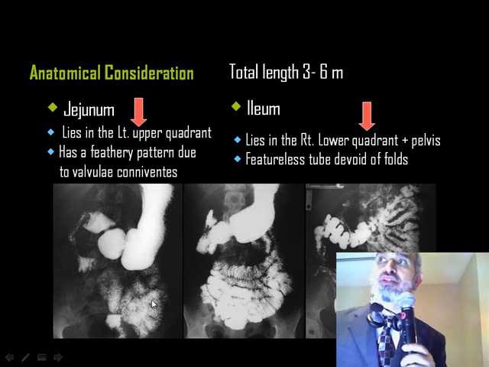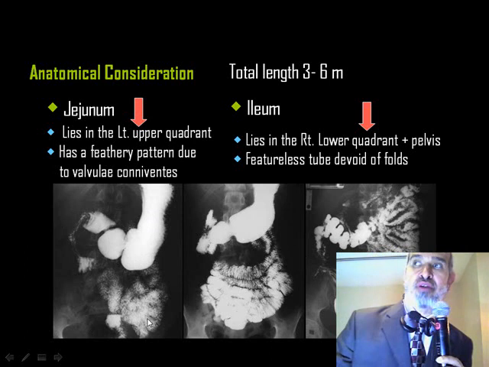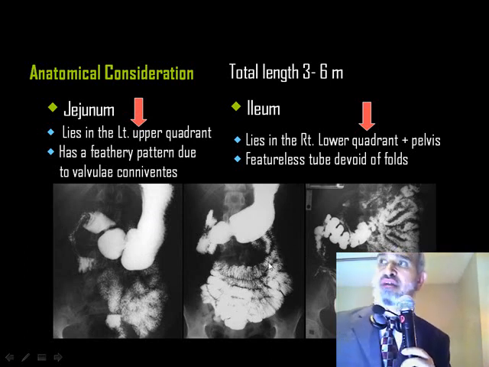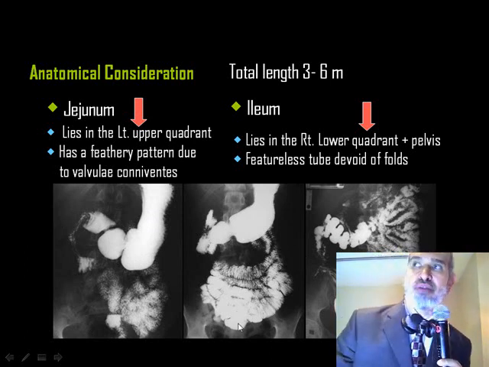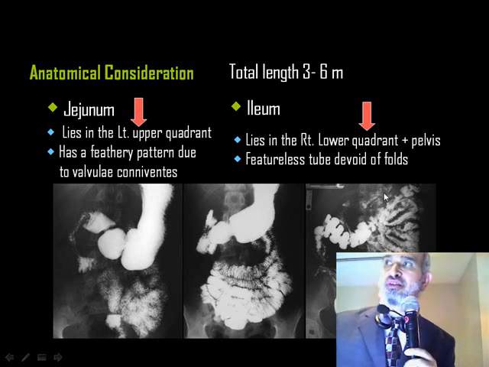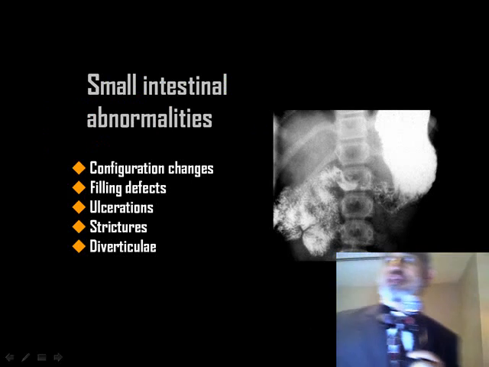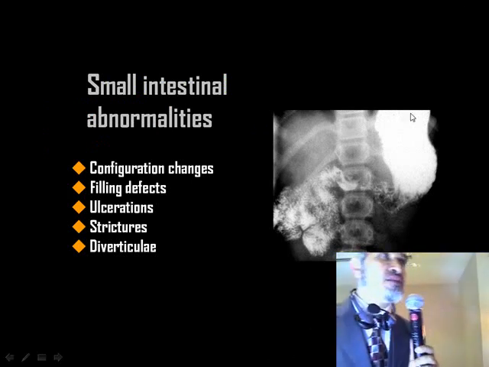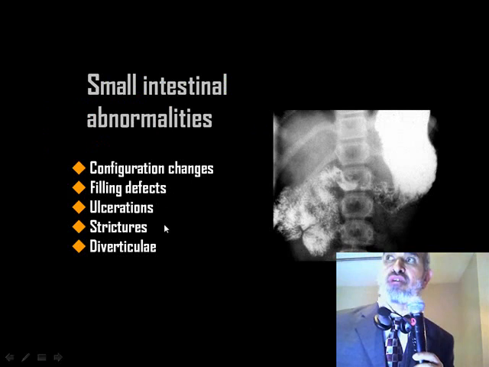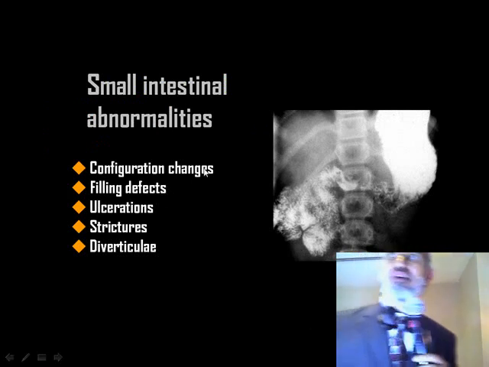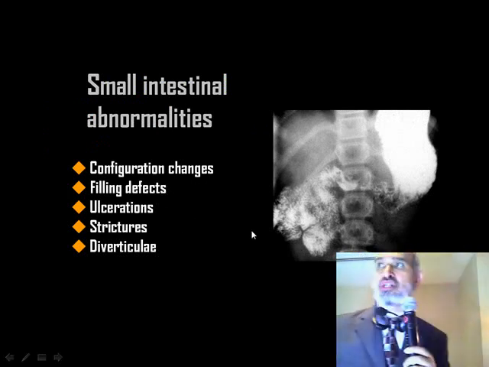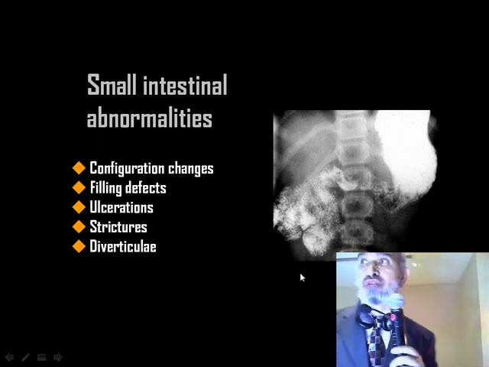And this is the first image. You see the stomach filled with barium, and you get the normal appearance of the jejunum. Then after that you get more opacification of the bowel, and later on the stomach is empty, the jejunum is also starting to empty, the ileum is filled, and the colon is starting to appear. Then you finish the examination by this. What are the abnormalities in the small bowel? The same: filling defects, ulcerations, strictures, diverticula, and configurational changes. And the configurational change here is just a mild rotation of the bowel.